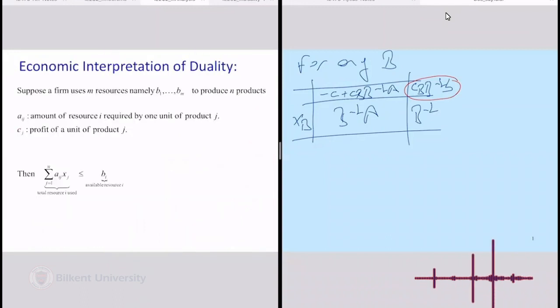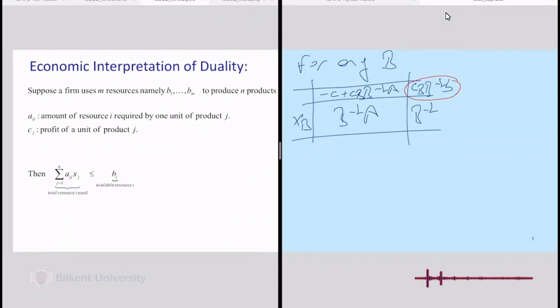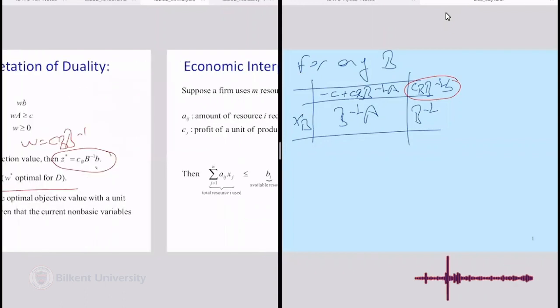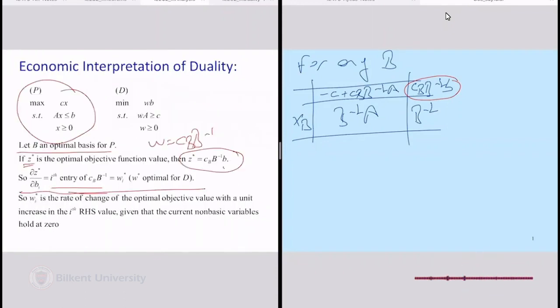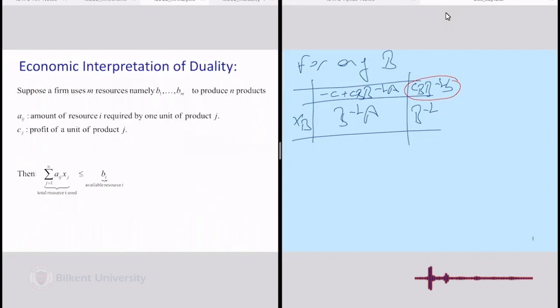All right, now let's consider our primal problem, meaning maximizing Cx subject to Ax less than or equal to b. Now, let's give meaning for our variables, right? So let's say that we have resources from b1 to bm, and we're going to utilize those resources, right?